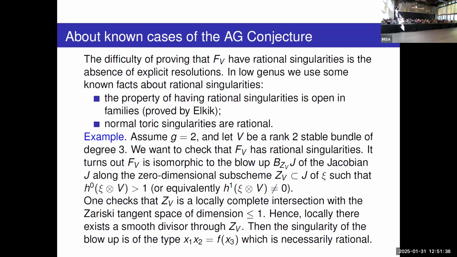Okay, and in genus 3, you have to work much harder. There are a lot of cases to consider, but essentially it's enough to use the same type of tricks. You start with a singularity and you specialize it to a normal toric singularity. That's the way we check rationality. But actually, I would be very happy if somebody would teach me some other tricks to prove that things have rational singularities.